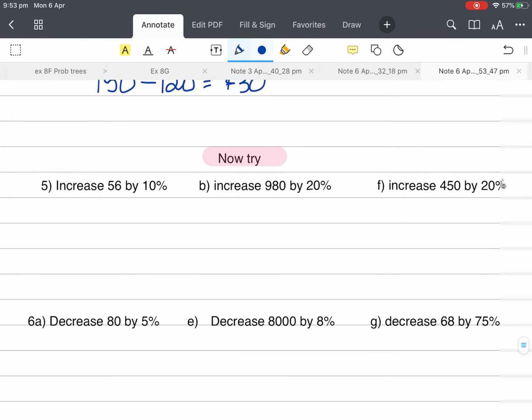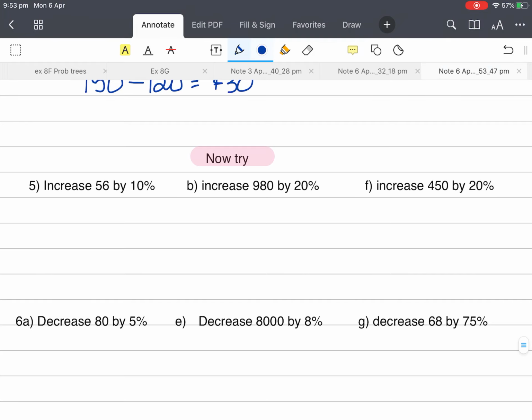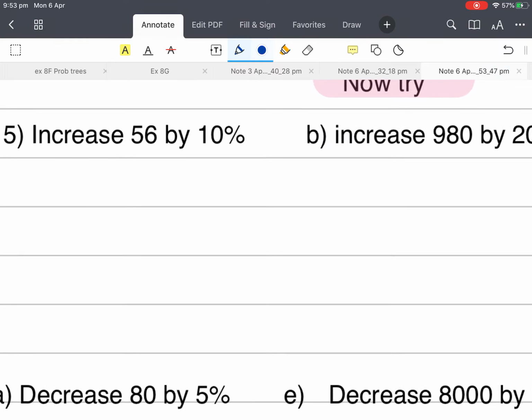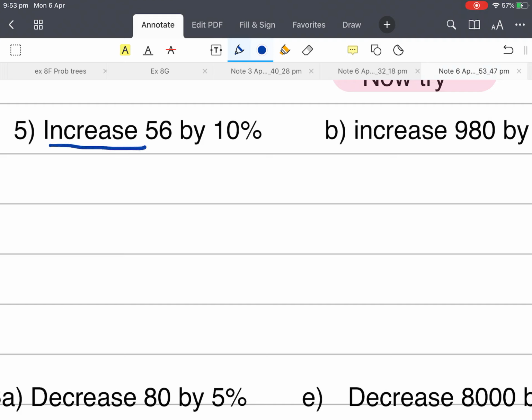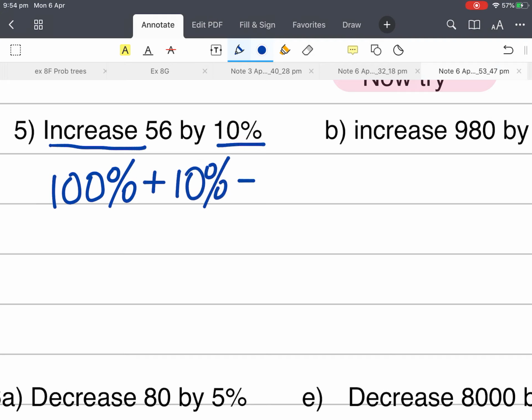Alright, now let's try some actual increasing. Question 5 says, increase 56 by 10%. Alright, so first of all, we need to do 2 sections of working out. Let's see how we go. First thing, I'll make this bigger, we are increasing. So that means I'm starting with 100% and I'm adding on the percent. 100 plus 10 is 110%. Now we've already done that, so hopefully you know that.